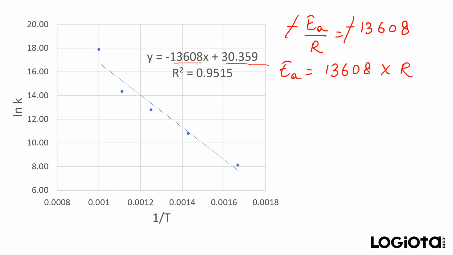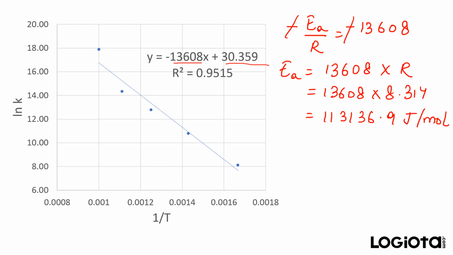And what was the value of R? EA is 13608 multiplied by 8.314. When I solve this, I'll get the value as 113136.9 joules per mole, right? When I convert it into kilojoules, I'll get the answer as 113.14 kilojoules per mole. As it is an activation energy, the units will be joules per mole or kilojoules per mole.